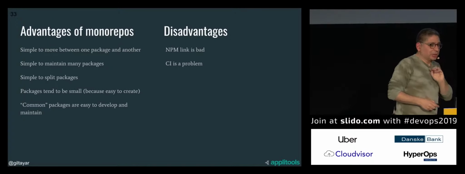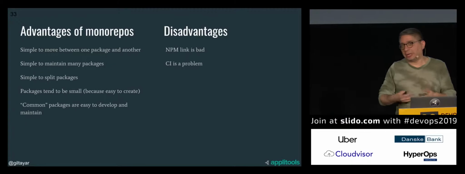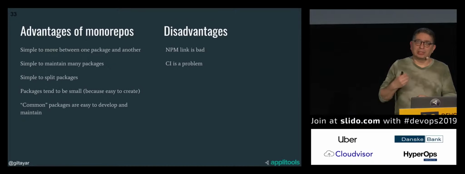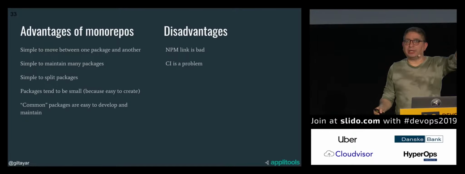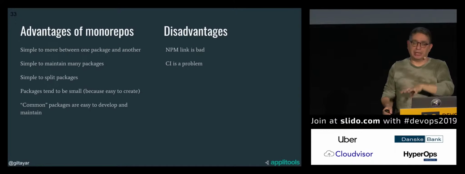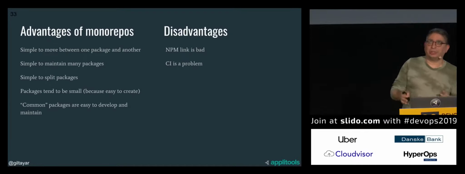Advantages. It's very simple to move between one package and another. If I'm writing a package and suddenly I want some code that I know will be used by another package, then I create a common package. It's that easy, like five seconds. Create a common package, put the common code inside it, test it, publish it, and then I can use it in the other package.